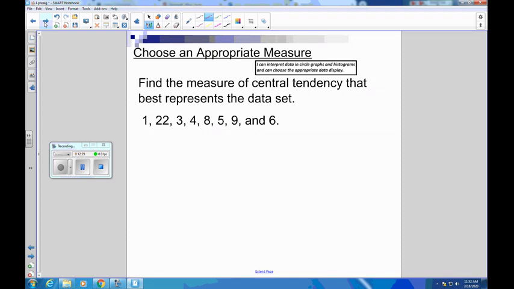This one says find the measure of central tendency that best represents the data set. So I have 1, 22, 3, 4, 8, 5, 9, and 6. So for this one, they're all pretty close together except for 22. 22 is way out there, which means I would use the median because I do have an extreme value.